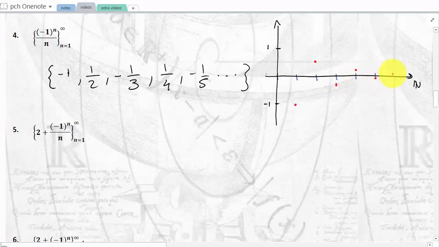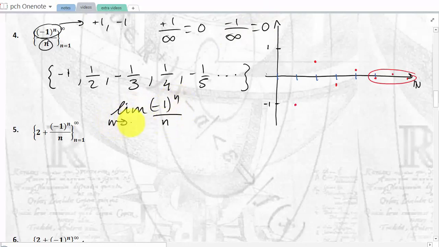And you see what's going on, right? You're getting closer and closer to 0. These dots are coming closer and closer to 0. That makes sense because the bottom goes to infinity and the top is either +1 or -1, depending on if n is odd or even. So when you have +1 over infinity, that is 0, and -1 over infinity, that is also 0. So the limit of (-1)^n over n as n approaches infinity is 0.